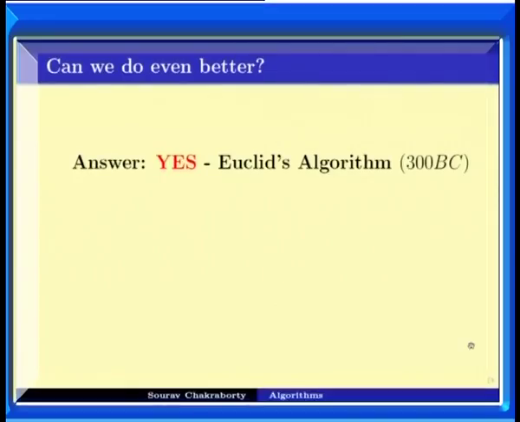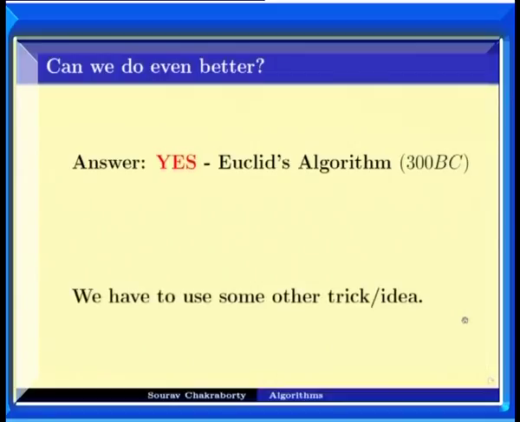And if we can do that, we can of course get a better algorithm. And to your surprise, the better algorithm is something that comes to us over 2000 years ago. It comes from Euclid, which is 300 BC, and we have to use a new trick for that.